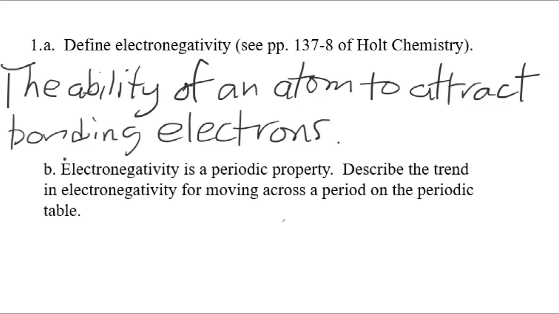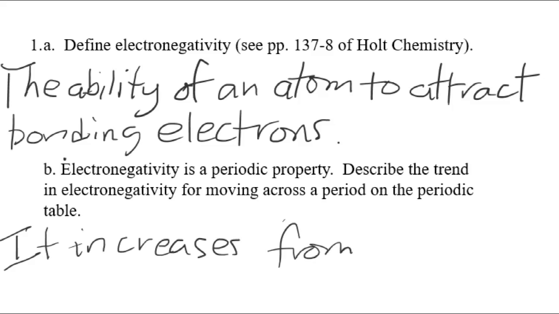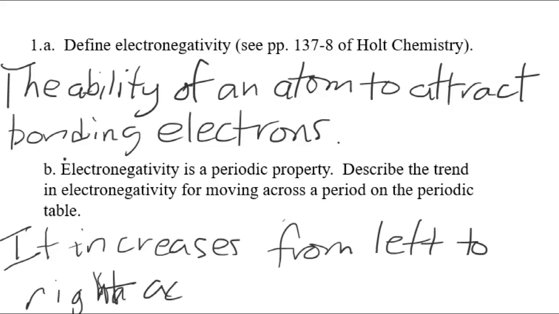Describe the trend in electronegativity for moving across a period on the periodic table. The electronegativity increases from left to right across the periodic table.